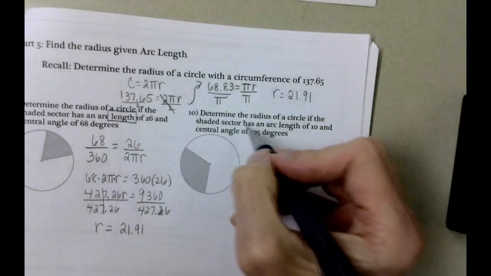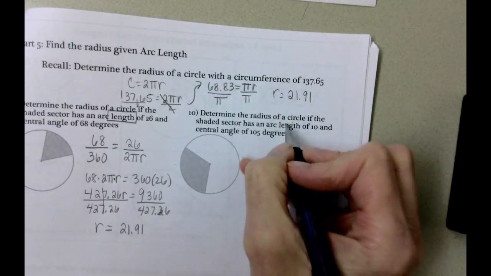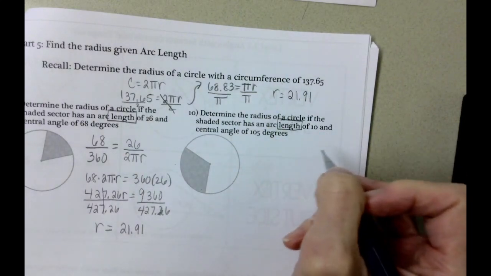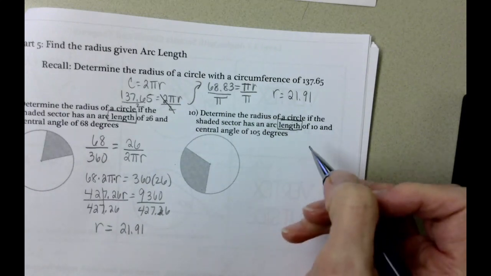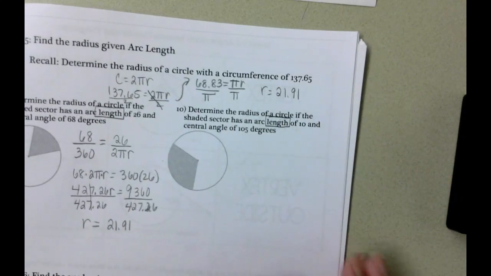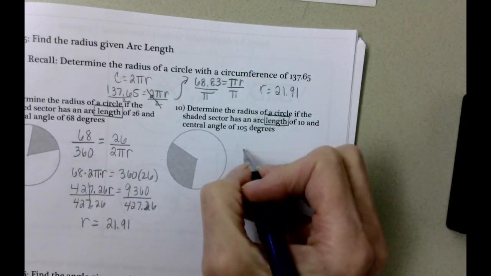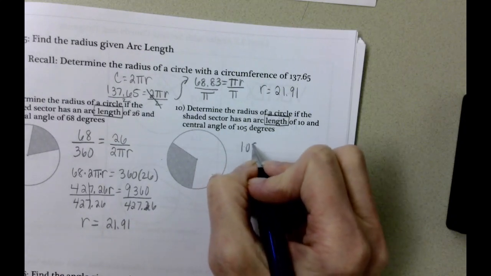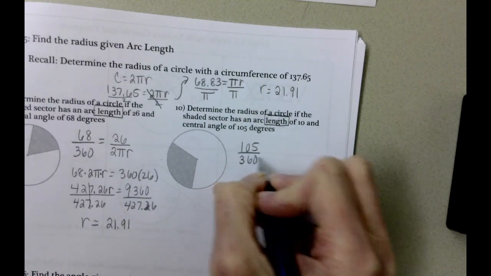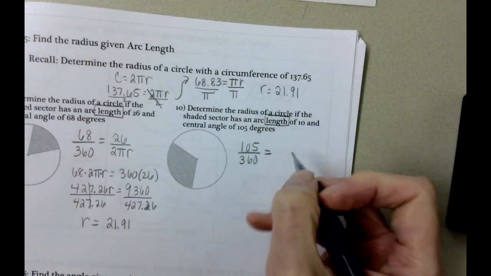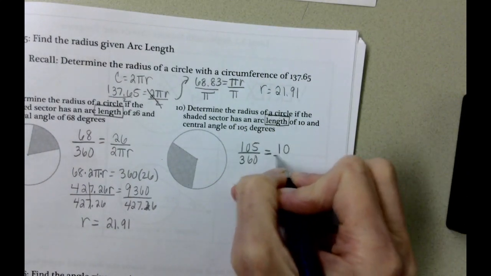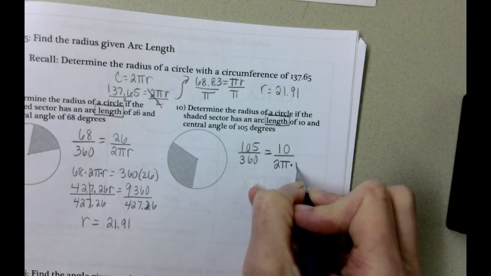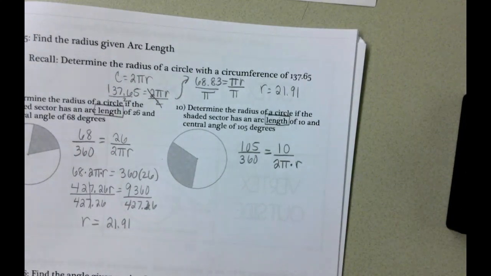Again, determine the radius of a circle if the shaded sector has an arc length, that's a key, we need to know which formula to use, of 10 and a central angle of 105 degrees. So when we set these up, what's going to happen here is our central angle, 105, divided by 360, equals arc length of 10, and then our bottom value there is going to be 2 times pi times radius. And I'm going to write it like that. Eventually we want to find the radius.